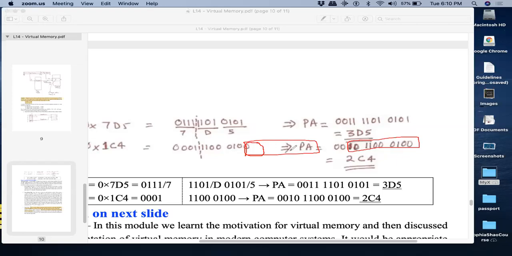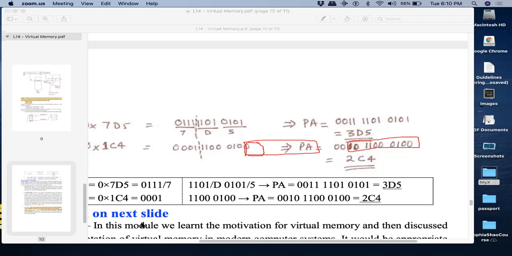So in essence, you see that the C4 remains the same, D5 remains the same. 1 and 7 get mapped to 2 and 3, which basically says that entry number 1 in the page table corresponds to frame number 2 on the physical memory. Entry number 7 on the page table is mapped to frame number 3 on the physical memory. So 3D5, 2C4.